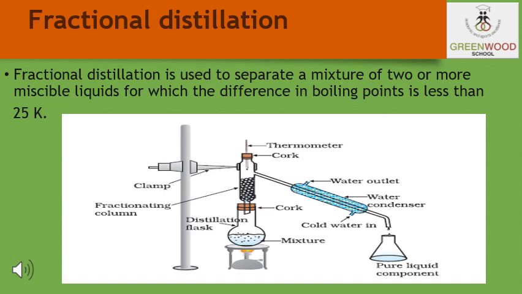In this, the apparatus is similar to that for simple distillation, except that a fractionating column is fitted in between the distillation flask and the condenser. A simple fractionating column is a tube packed with glass beads. The beads provide the surface for the vapors to cool and condense repeatedly.